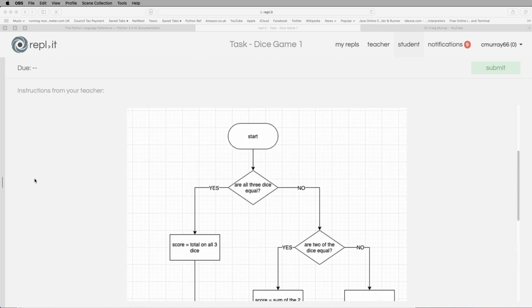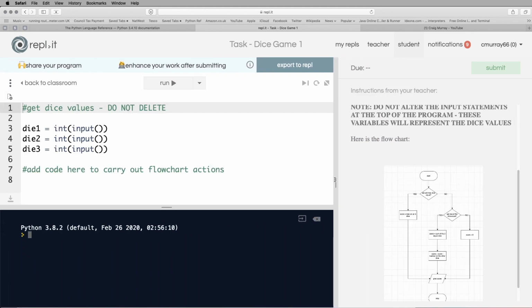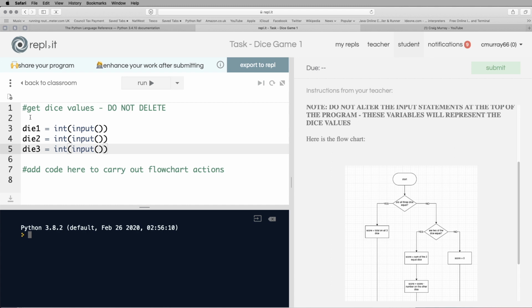So the game plan is to try to write the pseudocode for this. I'm just going to dive in and actually write the program. I've already given you the input statements, with no prompts on them, and then we carry out the actions on the flowchart. The reason I put those in there is that I wouldn't have expected to see that in the pseudocode. It just starts with: are all 3 dice equal?